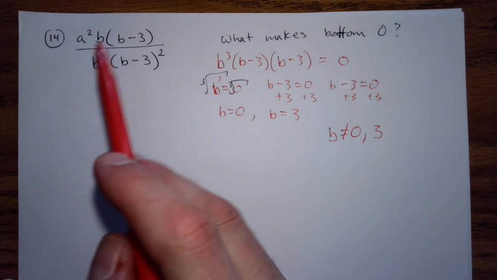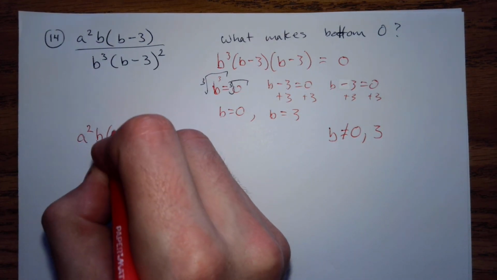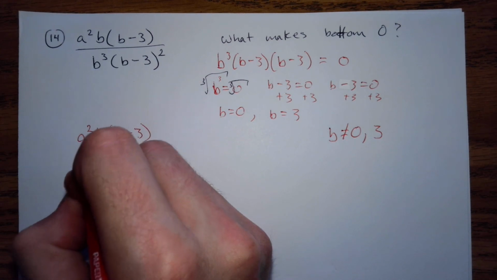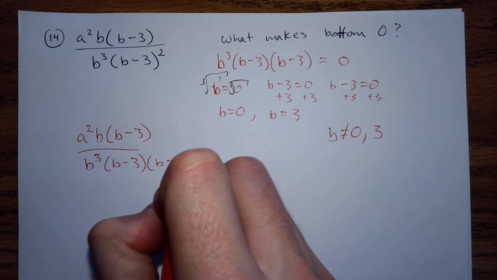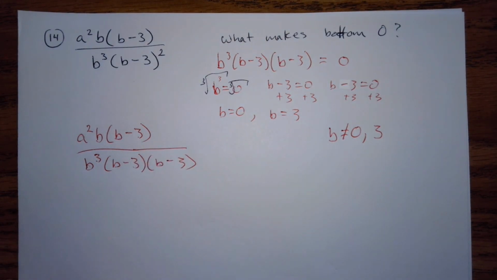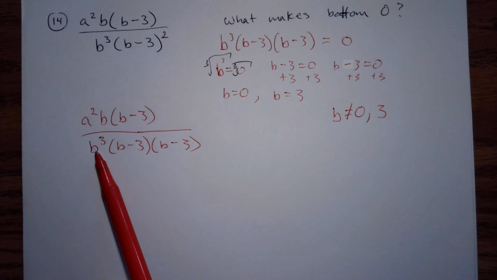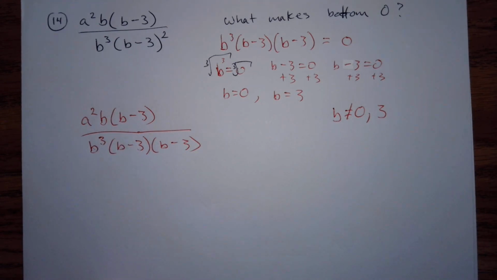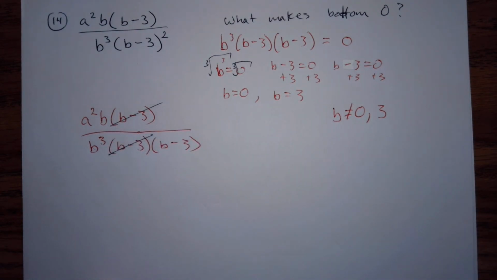Then I factor, well, this is already factored. I'm going to rewrite it so that I have b minus 3, b cubed, b minus 3, b minus 3. Just write it like that. So it's already factored. You could actually write out b times b times b and then cancel one of them, or you can just use the exponent rules. So with this, there's nothing else to factor, so I would cancel out one of the b minus 3's.